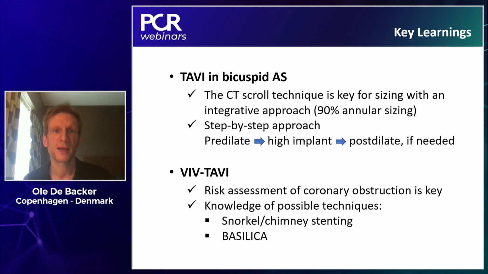Valve-in-valve TAVI by Mohamed. What I learned this year, it's important really to do that risk assessment of coronary obstruction. It's really key when you engage yourself in such a case. And knowledge is needed of possible techniques. We don't say you have to be able to do all this yourself, but you have to know what is available. Snorkel, chimney stenting, BASILICA, these techniques have to be known terminologies. And if you think your patient needs this, either you have to learn it, you have to bring a proctor in, or you have to refer this.